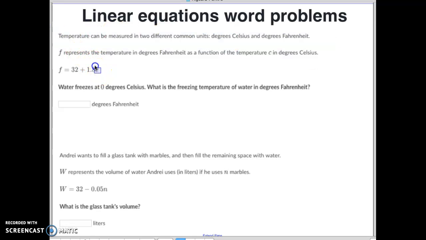If I plug in 0 degrees Celsius right here, 0 times anything is 0, so the Fahrenheit will be 32 degrees. I don't think that's too difficult.